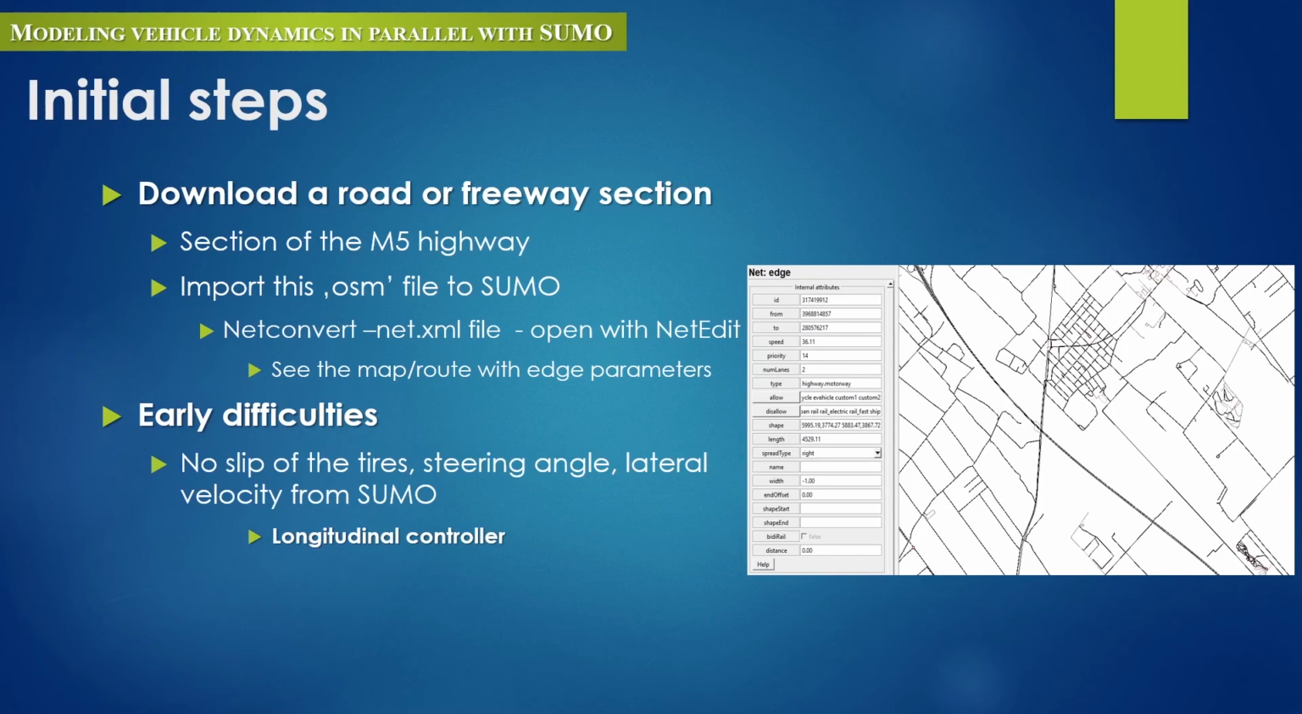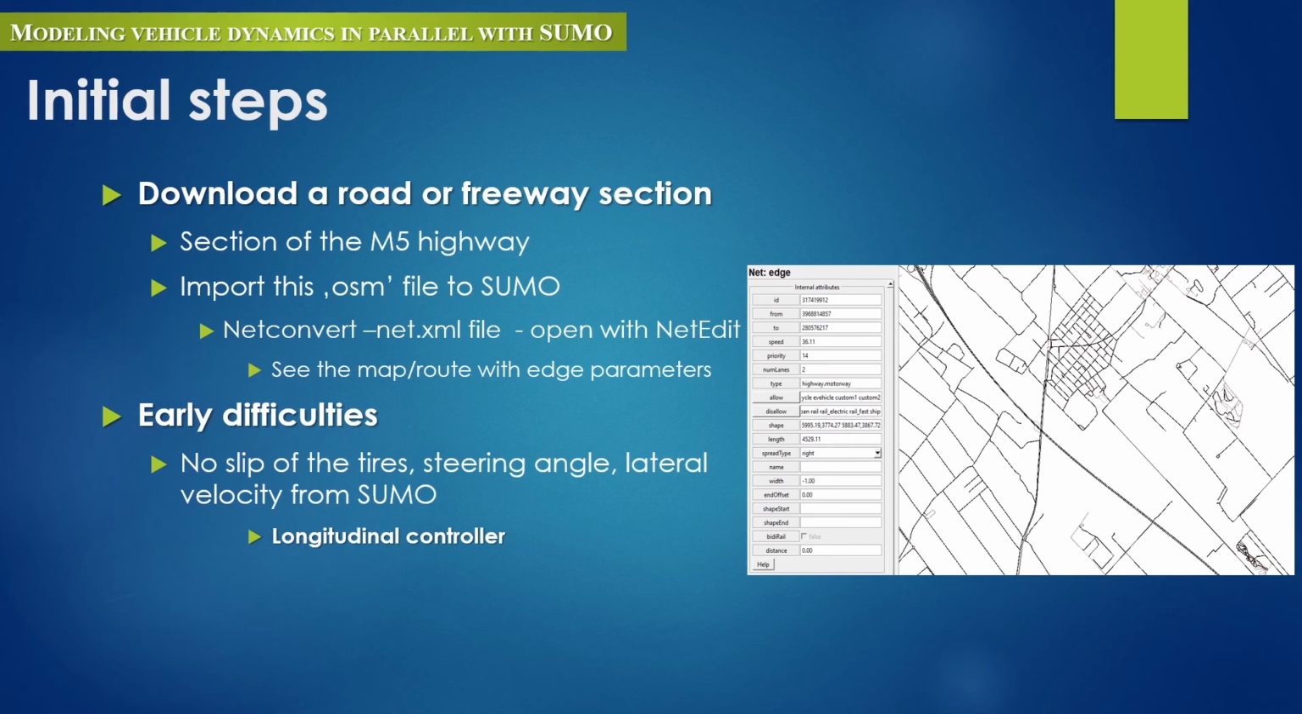So the first step was to download the road or freeway section. We downloaded it in OSM format, then we imported this file using the netconvert command. We created the net.xml file, and using netedit we can open this file and see the map, and this is how we can choose the road section. We choose the proper edge IDs for where to start and where to end. So we chose this 4.5 kilometer long edge, which can be seen in the picture.